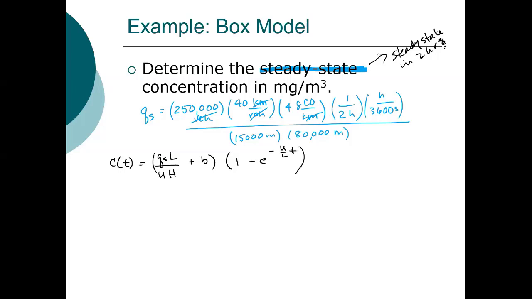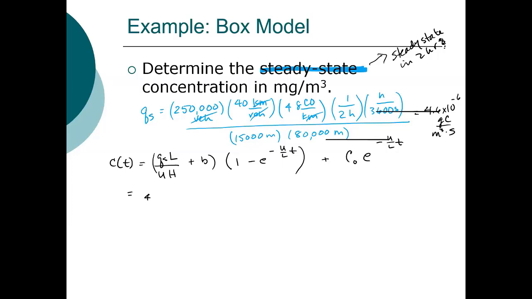And notice there's no K term there, plus C sub 0 e to the minus U over L times T. And that is equal to this here, which is equal to 4.6 times 10 to the minus 6 grams of carbon per meter cubed per second.